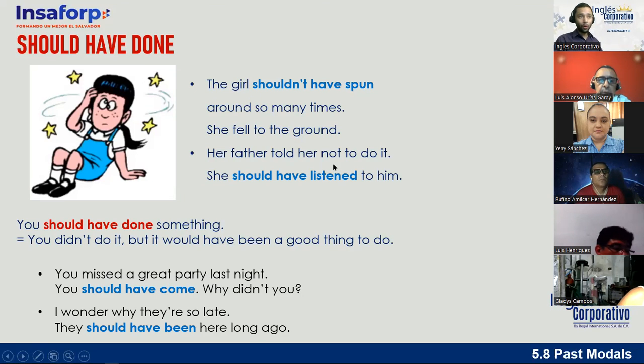She fell to the ground. Her father told her not to do it. Her father said, hey, Christy, don't do this, okay? It's not good for you. But she didn't listen. And she did it anyway. She started spinning and spinning around. So she should have listened to him. Ella debería haberlo escuchado o debió haberlo escuchado. That's the meaning of this. In other words, this is like giving advice, but about a situation in the past, okay? You should have done something means you didn't do it, but it would have been a good thing to do.